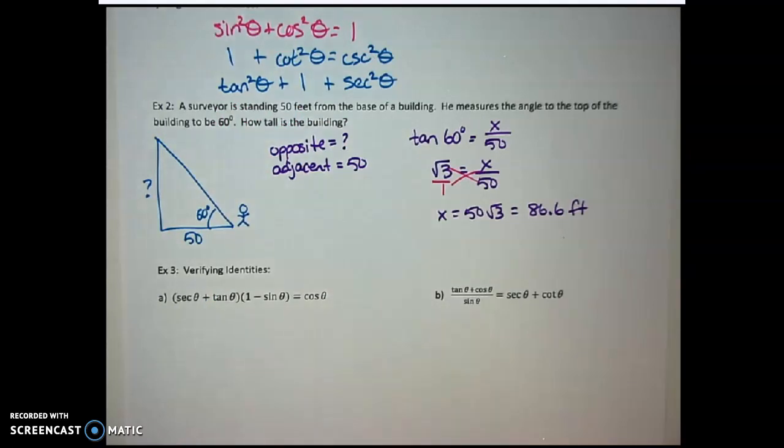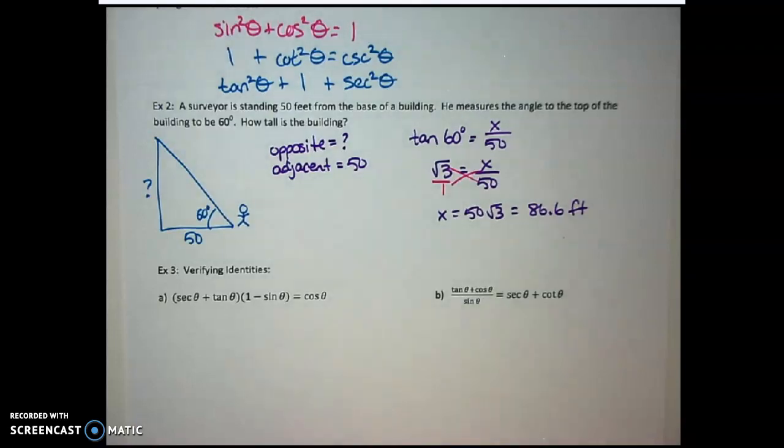So we know that the tangent is opposite over adjacent, so the tangent of 60 degrees is x over 50. We know from earlier in our notes that the tangent of 60 is square root of 3. So then I'm just solving a proportion. I'm going to cross multiply. I'm going to find that x equals 50 square roots of 3. Since this is a word problem, I want a meaningful answer. I don't know how tall that is exactly, but I do know how tall 86.6 feet are.